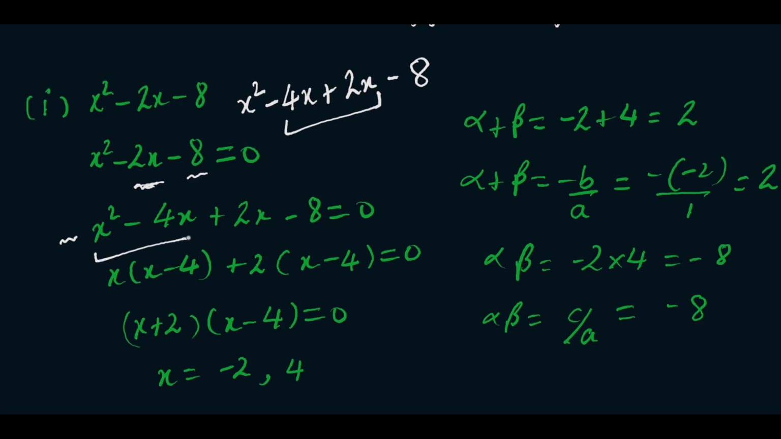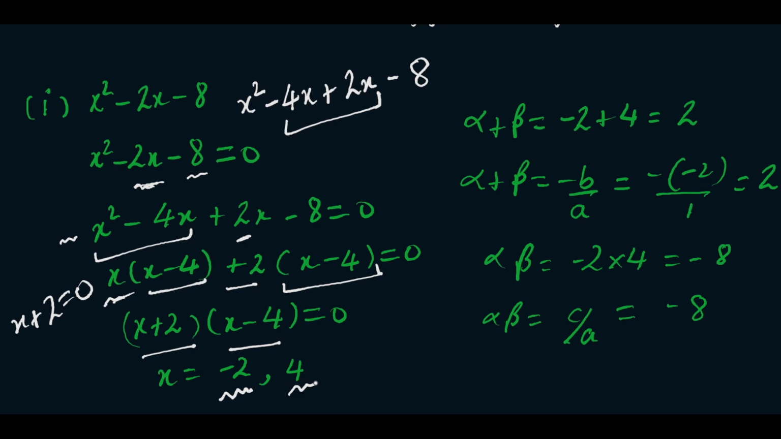Now in the first part you can take x common, the remaining is x minus 4. Similarly in the second part you can take 2 common and the remaining is x minus 4. Now we can write it as x plus 2 multiplied by x minus 4. So our zeros will be x plus 2 equals to 0, which gives us x equals to minus 2, and x minus 4 equals to 0, which gives us x equals to 4. So our alpha and beta are minus 2 and 4.